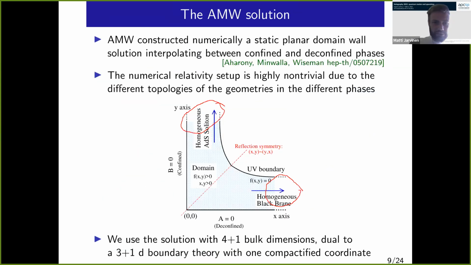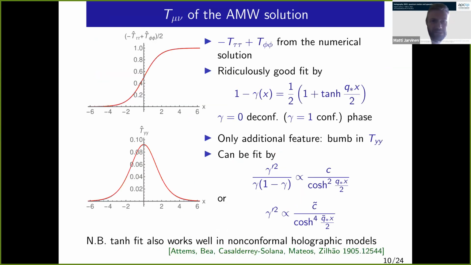And well, now that you have the geometry, you can look at the basic properties of the field theory in the boundary. And in particular, you can extract the energy momentum tensor over the domain wall. So here, basically as for the energy density, you can study this difference between the components of the energy momentum tensor in the time direction and in the compactified direction. And well, this is basically what gives you the profile of the energy density.